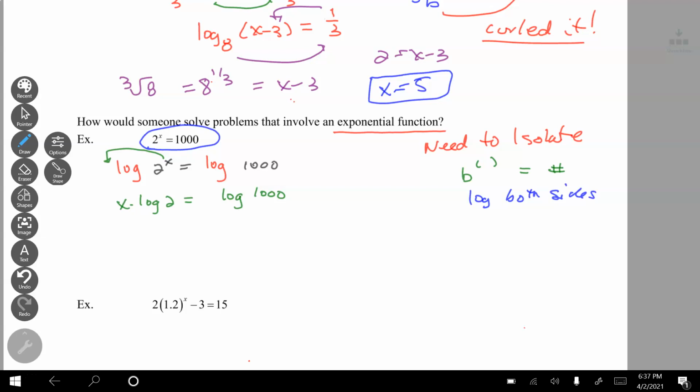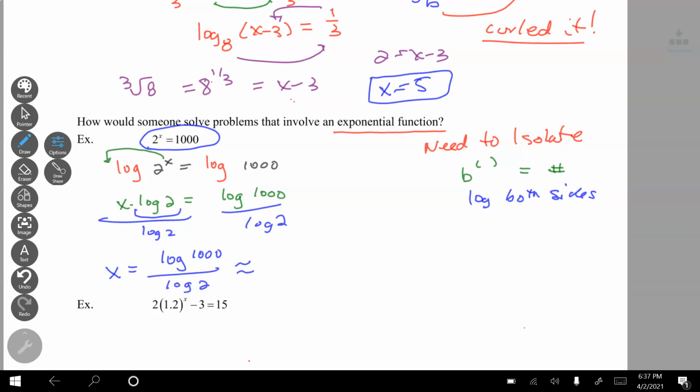Now I'm solving for the letter x. That's what I'm always solving for. So log of 2 is just some number. We talked about this the other day. It's just some decimal number. So basically, x times a number is equal to another number. So all I have to do is divide by that number. I have x is equal to log of 1,000 over log of 2.